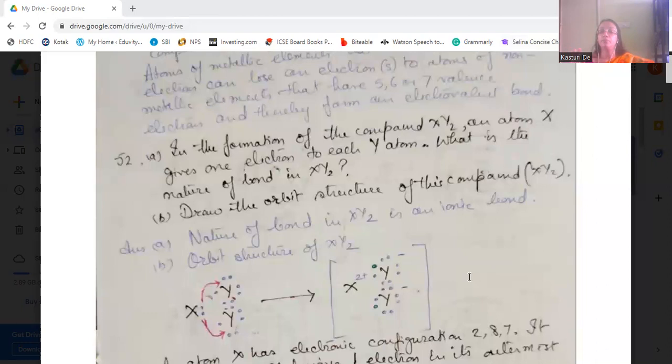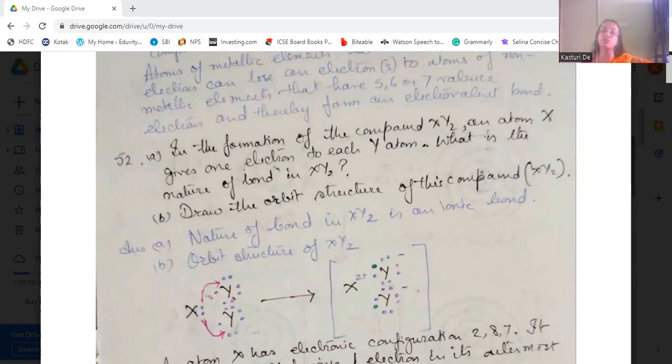That means if it gives away these 2 electrons, that will form the octet of X. After giving away these 2 electrons, it will form an ion with a 2 plus charge. And each Y atom takes 1 electron, so that 1 electron will form the octet of each Y atom, giving a single negative charge, as it is accepting only 1 electron.